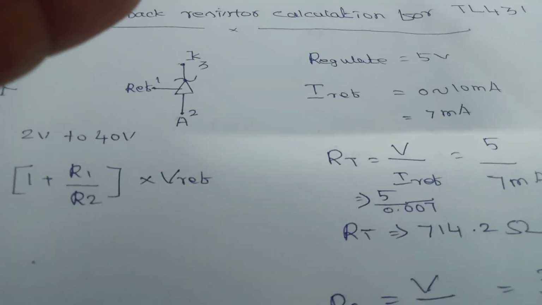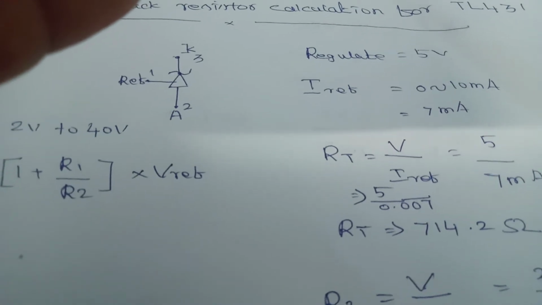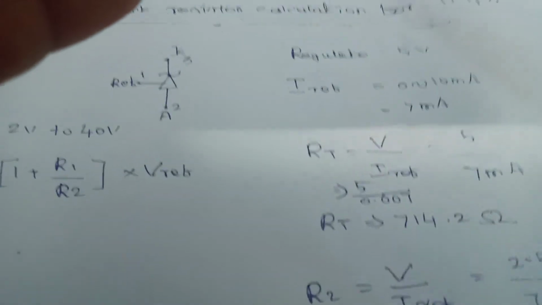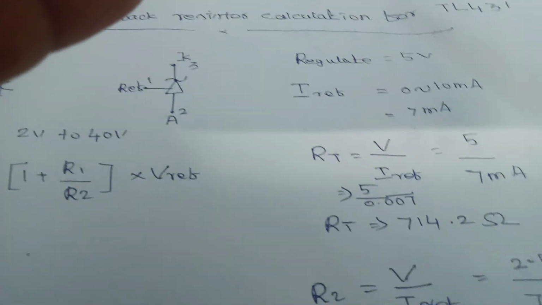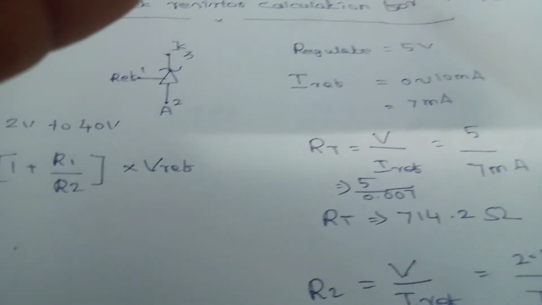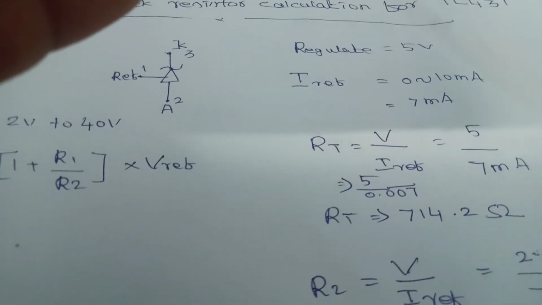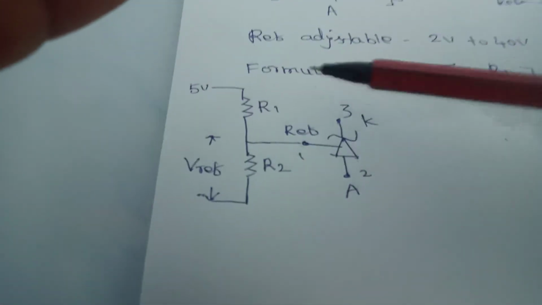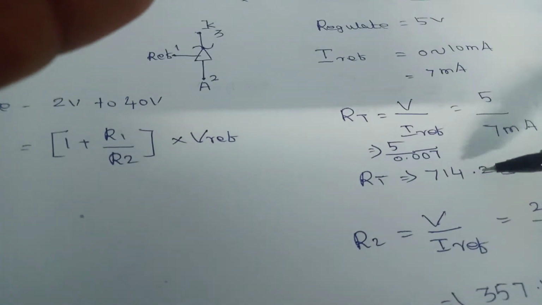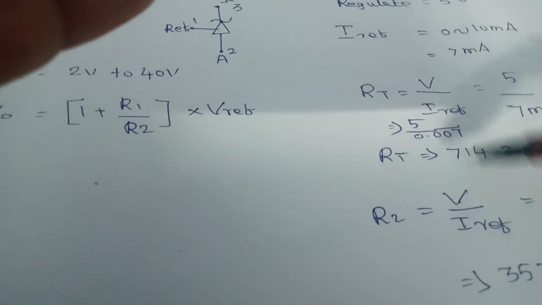5 divided by 7 milliampere means we put 0.007. Doing the calculation, you will get 714.2 ohm. This is my total R1 plus R2. Got my point? These two together give 714.2 ohm, so this is the total resistor.